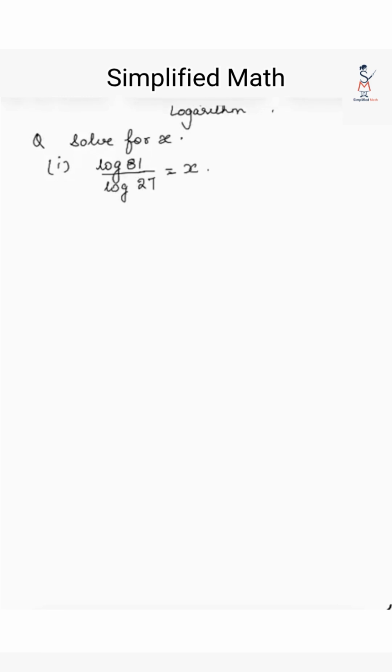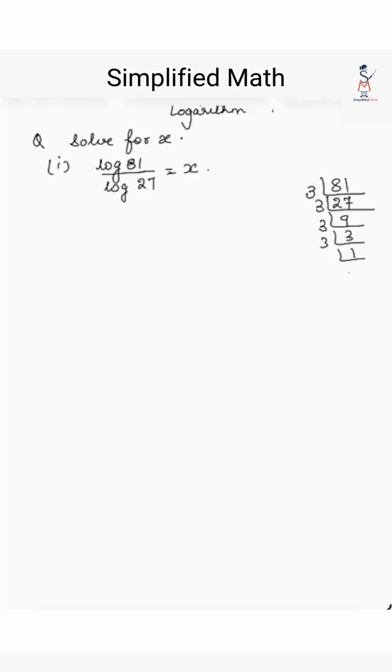Hi, we are doing logarithm, solve for x. Log 81 by log 27 is equal to x. Now what we will do, we will factorize 81. So we can factorize it with 3. 3 twos are 6 and 7, 3, 9, 3, 3, 1.